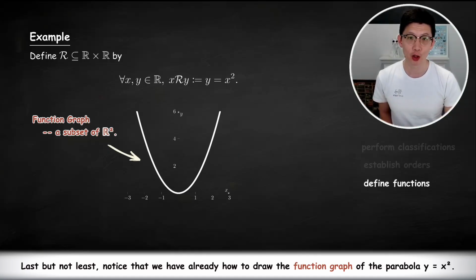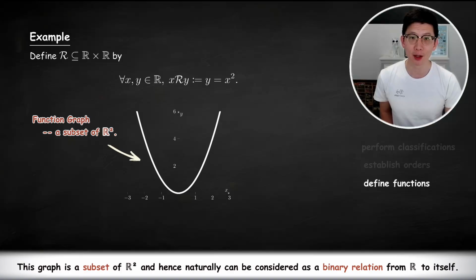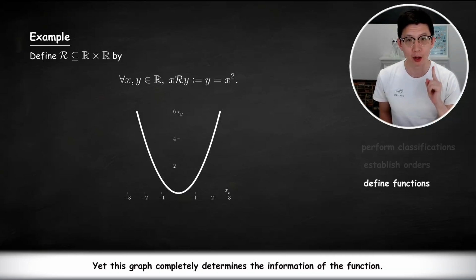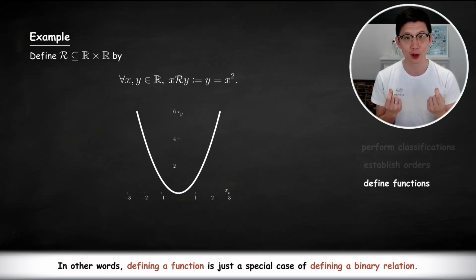Last but not least, notice that we have already learned how to draw the function graph of the parabola y equals x squared. This graph is a subset of R squared, and hence naturally can be considered as a binary relation from R to itself. Yet this graph completely determines the information of the function. In other words, defining a function is just a special case of defining a binary relation.